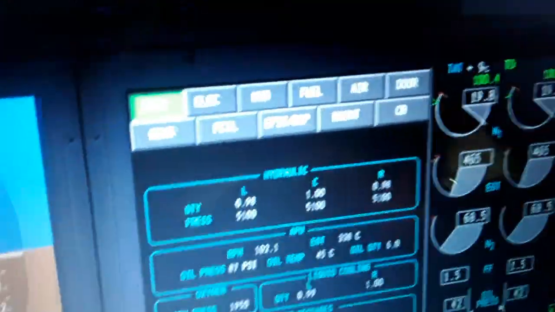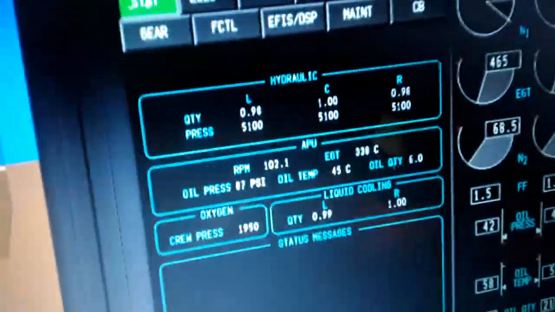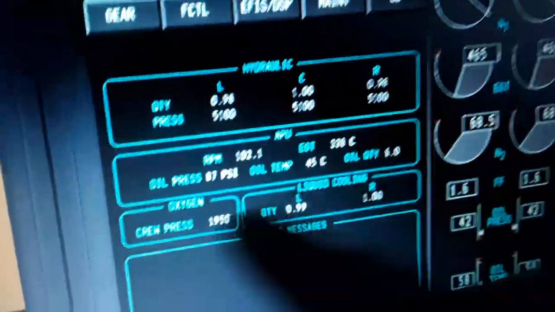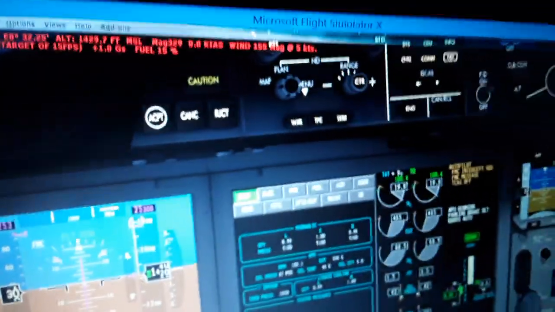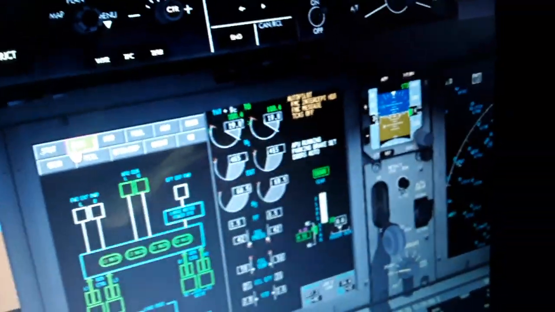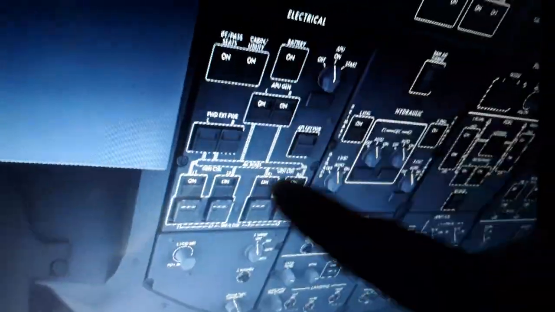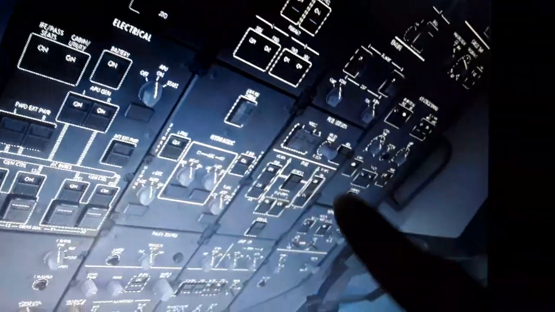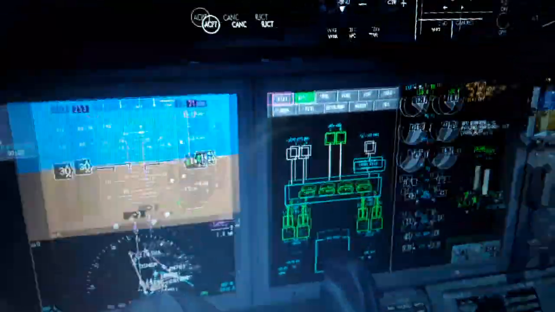So we have systems. You can see the hydraulics, 5000 psi, quantity, rotation per minute of the APU. Also oxygen and liquid cooling. Also you can see the systems. You can change from here. So we have the electric over here. You will see now all the diagrams, like the electric is the same over here, all the switches, also the hydraulic later, the fuel system and the air pressurization. So you will see all the systems are in a digital format display over here.